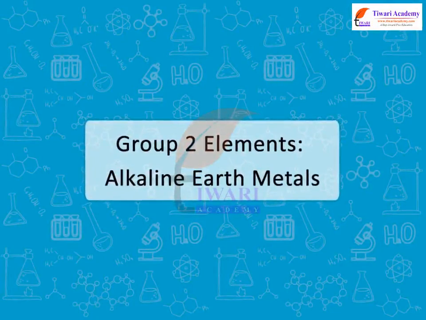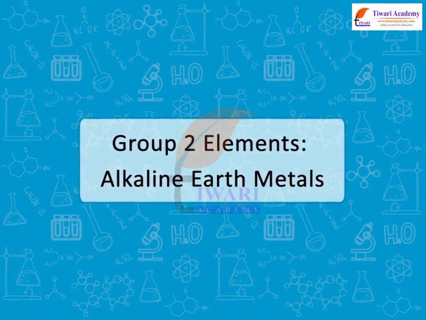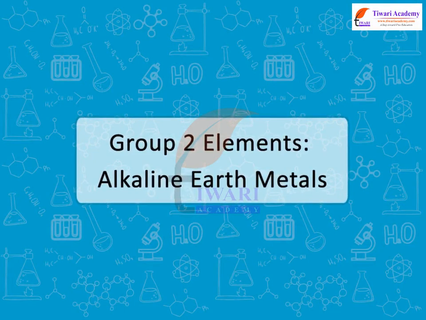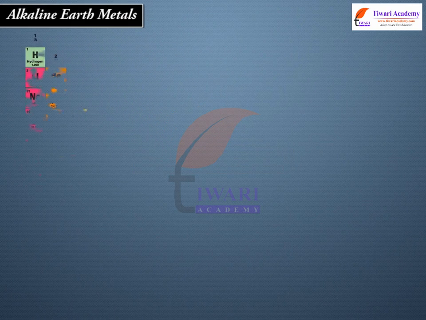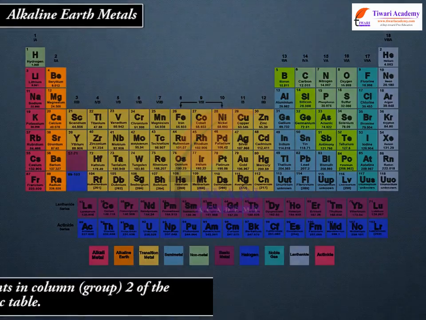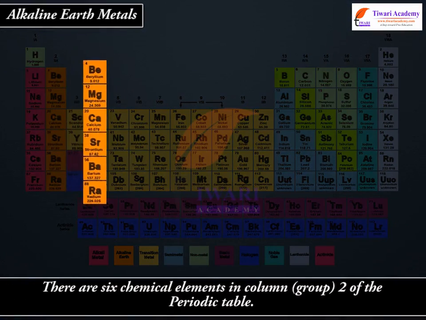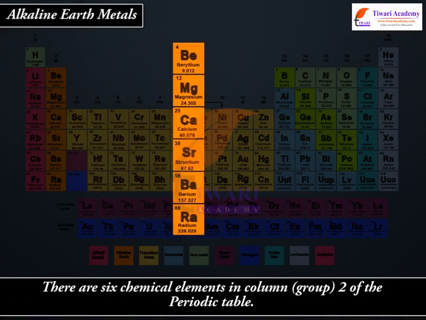Group 2 elements, alkaline earth metals. There are 6 chemical elements in column Group 2 of the periodic table.